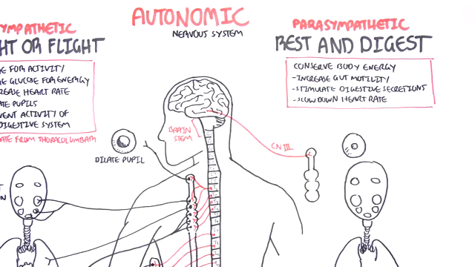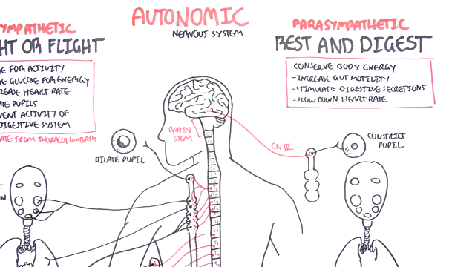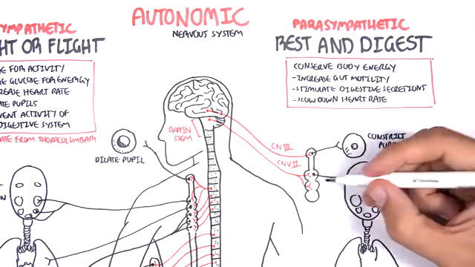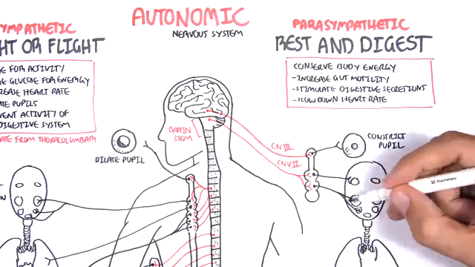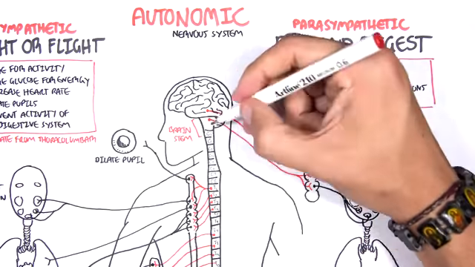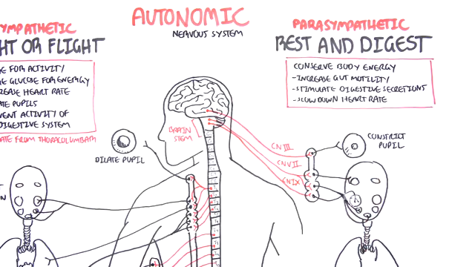So cranial nerve 3 causes pupils to constrict. This is part of the parasympathetic nervous system. Cranial nerve 7, the facial nerve, stimulates salivation by targeting the salivary glands. Similarly, cranial nerve 9 also targets salivary glands to stimulate salivation.